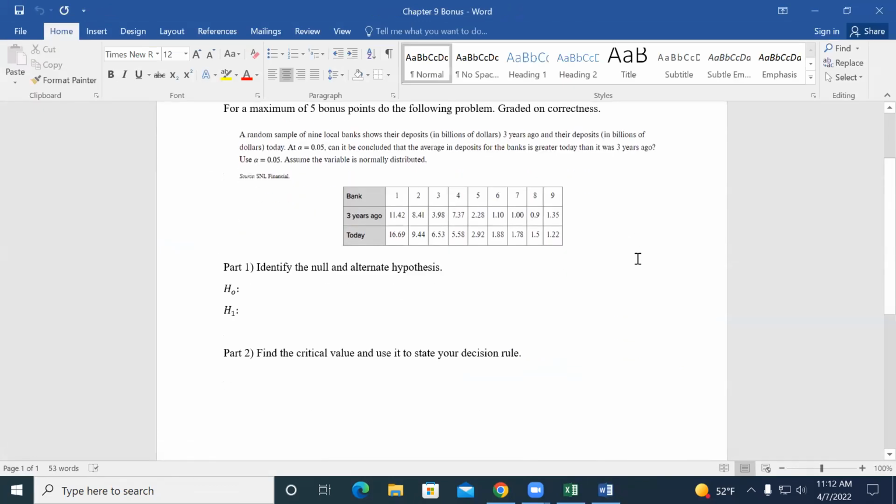Okay, so this one is basically the same kind of thing. It says for a maximum of 5 bonus points, do the following problem, and it's graded on how correct you are. A random sample of 9 local banks shows their deposits in billions of dollars 3 years ago and their deposits in billions of dollars today. At alpha equals 0.05, can it be concluded that the average deposits for the banks today is greater than it was 3 years ago?